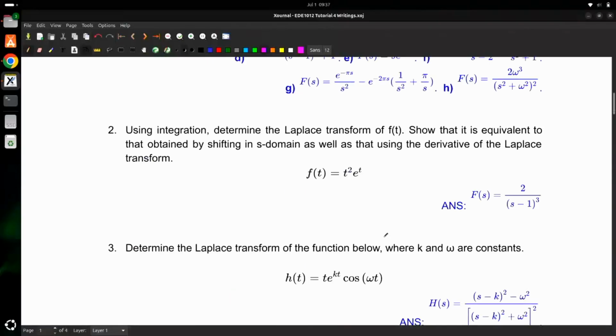Question 2. So question 2 is more of trying to let you practice on the integration process of the Laplace transform and also your S shifting. S shifting is due to this e to the t, but you can also do the derivative, which is on the t square. So this one I think I won't go through because I have gone through a similar question in the tutorial, in the lecture example. Any strong demand for me to go through?